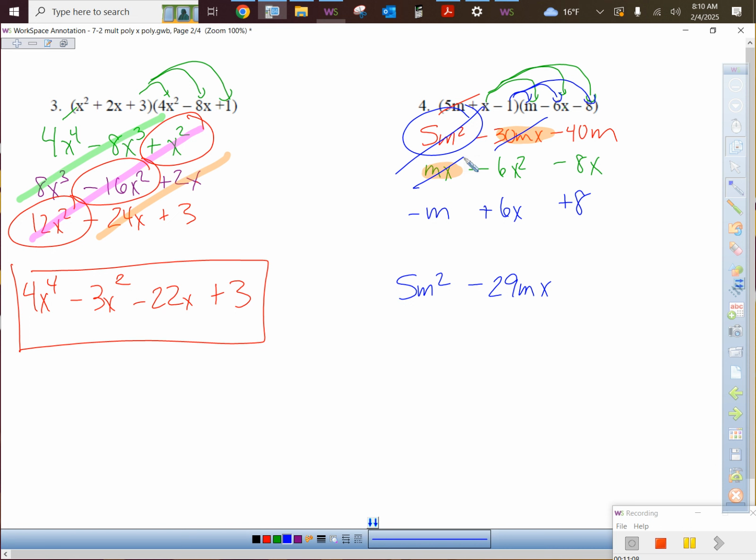Keep going. See if you can find any other like terms. Order is not important of how to put them in when it's all wild and wacky like this, so it's just whatever. So here's some m's. Here's some m's. Minus 41 m's. Then some x squareds. And some x's, and then some constants.